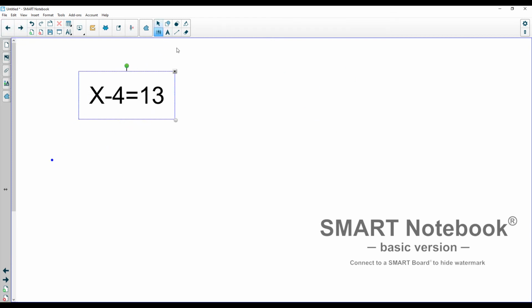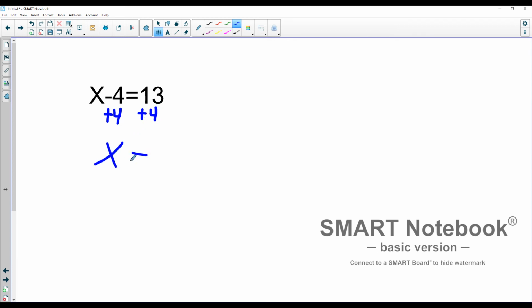So this one here, we have x minus 4 equals 13. So again, we just look at what's going on over on this side with the x. We have a minus 4, and you want to get rid of that. So the opposite of subtracting 4 is adding 4. And what we do to one side, we do to both. So that's going to be x is equal to 17. And we're done.